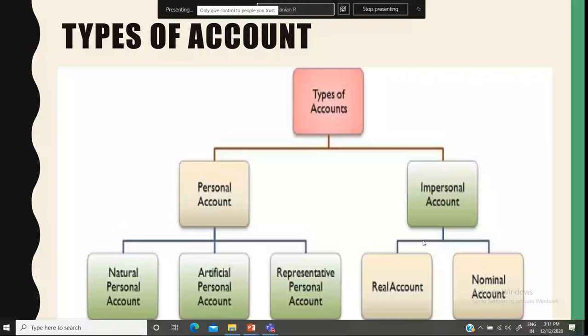Okay, so we will know them as personal account, real account, nominal account. If somebody asks you what the types of account are, you need not go in depth. Personal, real, nominal, these three aspects we must know. As an accounting student we must know that there are three types. If you know just these three, it's okay, it's fine. If you want to know in depth, then you should know all these things. So these are the types of account.